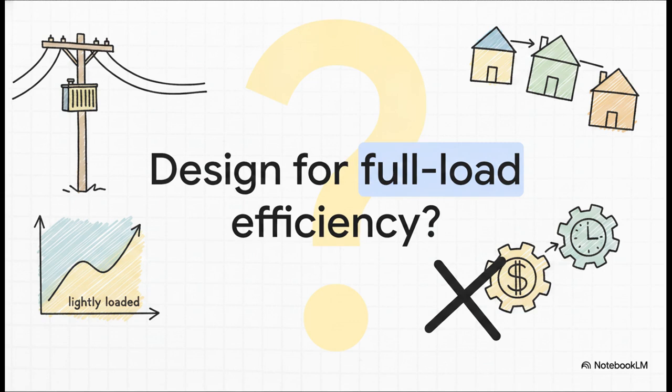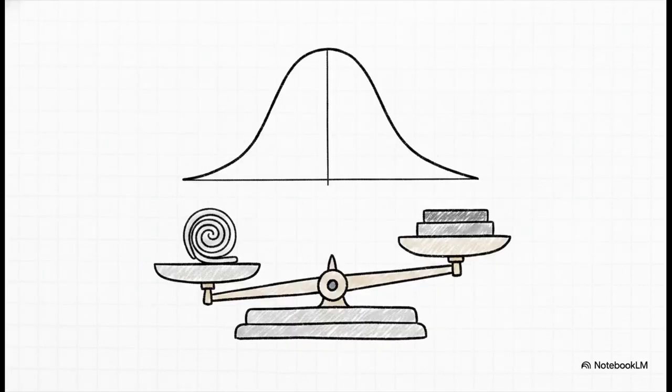Let's do a quick check to challenge your intuition. Imagine a standard distribution transformer sitting out on a neighborhood utility pole. It sits lightly loaded for the vast majority of the day. So, should you specify a design that is perfectly optimized for full load efficiency? Take a second and really think about that. The answer is a resounding no.